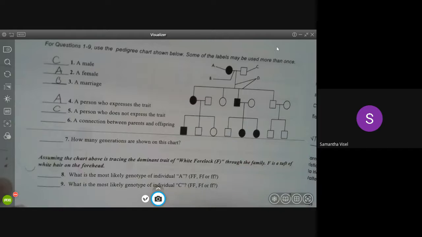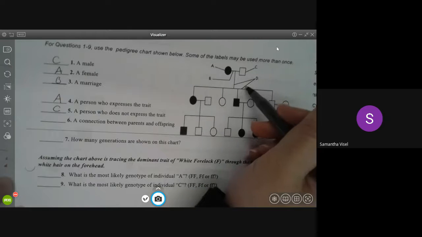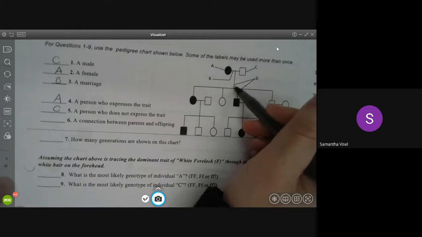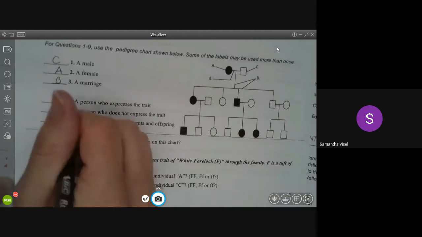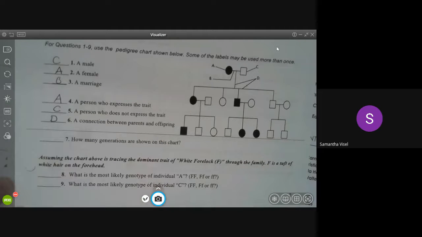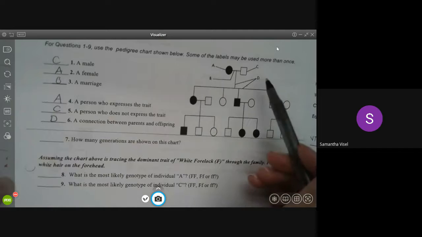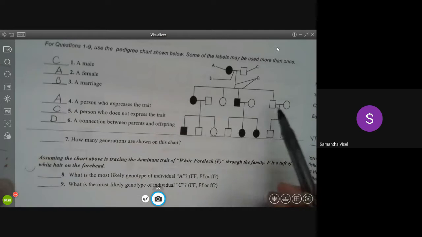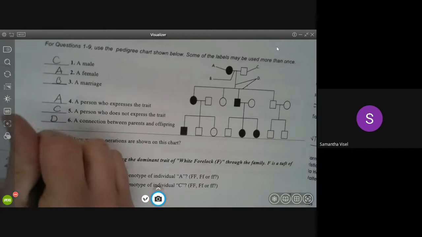The connection between parents and offspring, so to show you how many offspring a couple has. So this is going to be D here, this line going down, and this bracket extending from D. And then here you're asked how many generations. So that's going to be each level of individuals that we see. So I have 1, 2, 3 generations here in this pedigree.